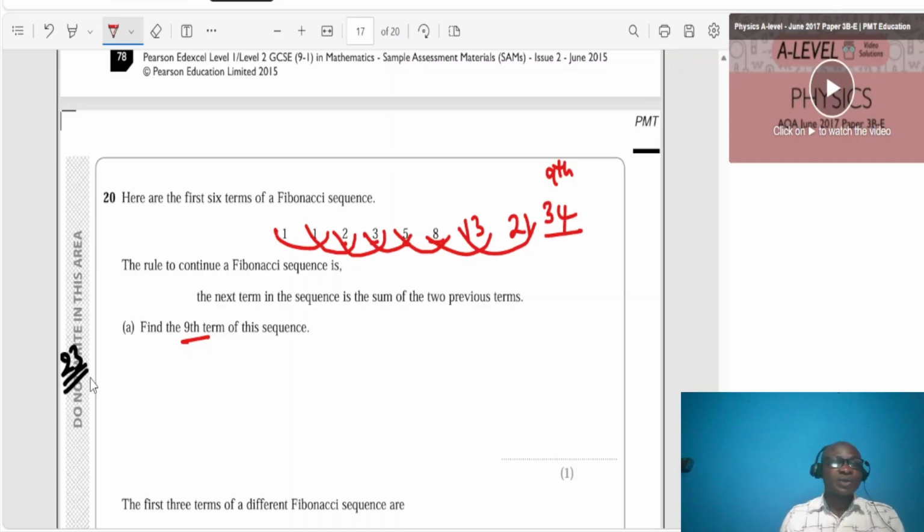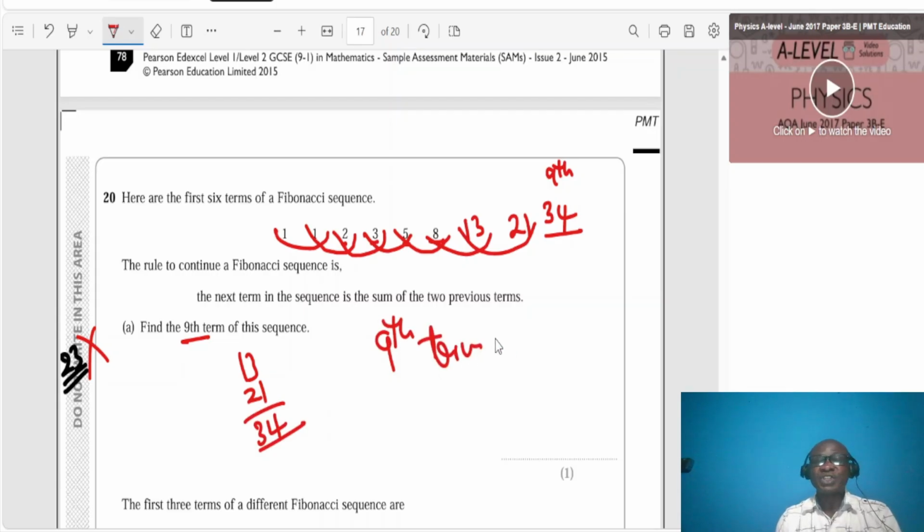30. So your 23 is not correct. Do you understand me? 13 plus 21 will give us 34. So the ninth term of that Fibonacci sequence is 34. Is that okay? Yeah. All right.